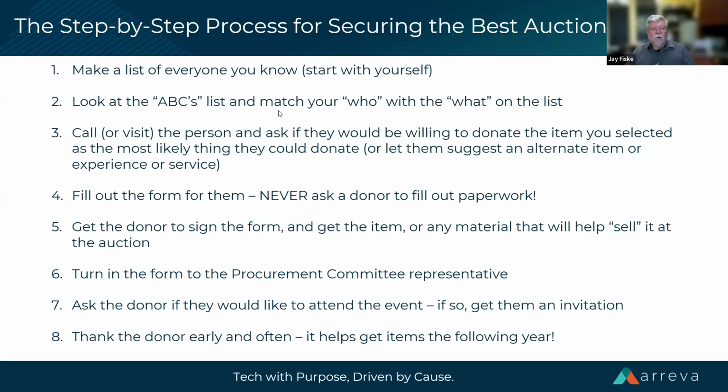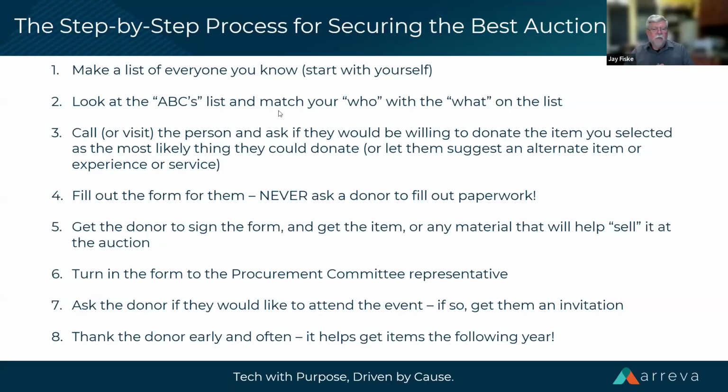Fill out the form for them. Never burden a donor with the task of filling out a form. Do the form for them. If you give a donor a blank form, it will remain a blank form forever. Fill out the form, hand it to them, ask them to sign it, ask for the item, and deliver it back to the committee, okay? Very important that you do the work for the donor. Don't just ship it off.